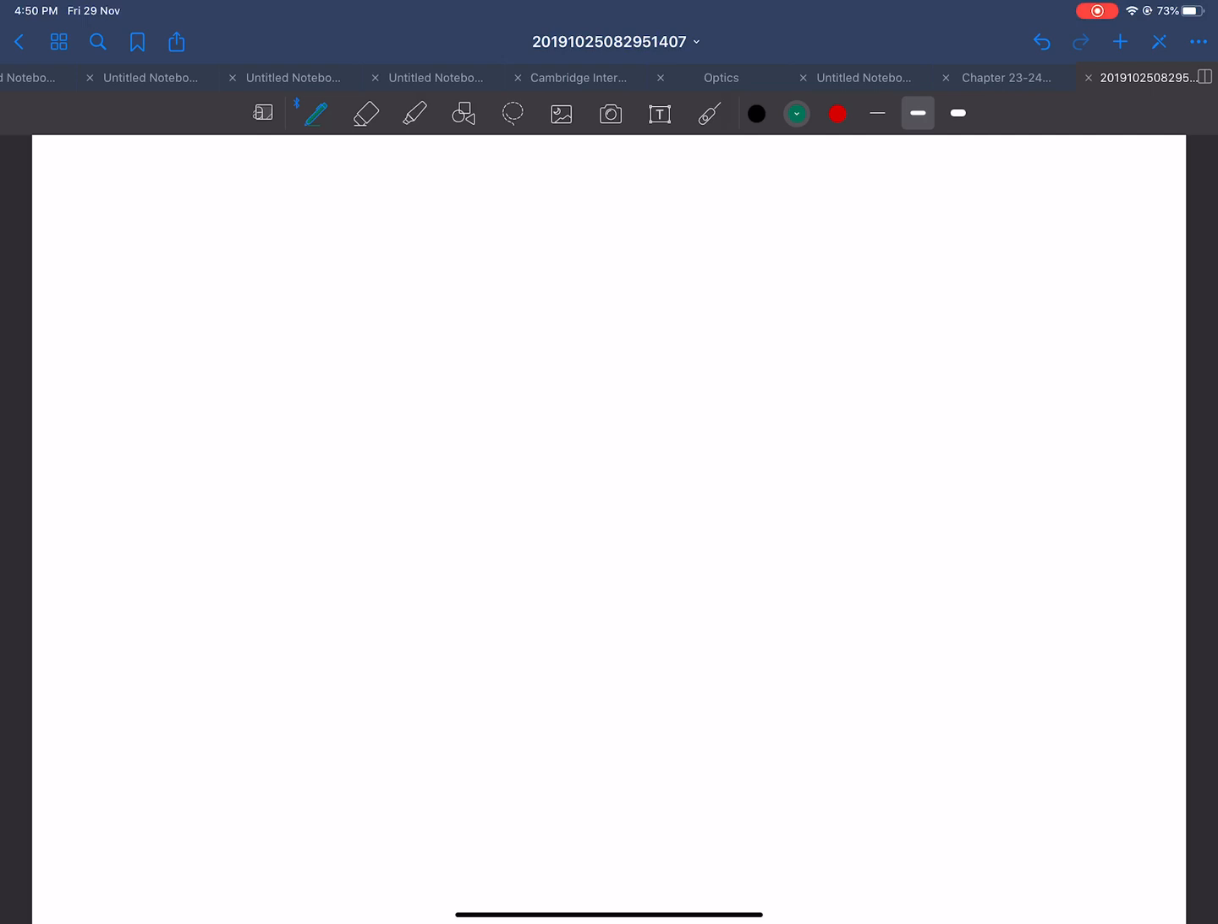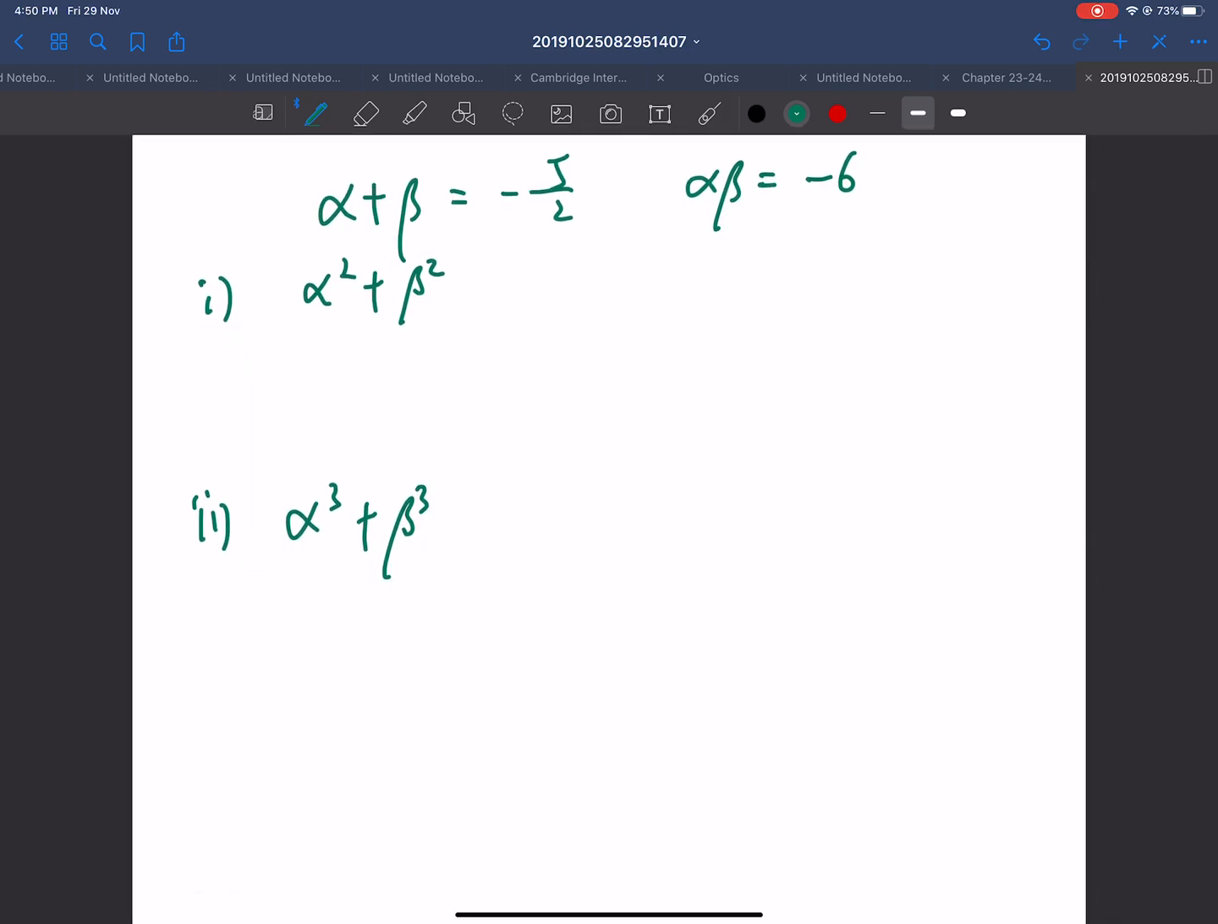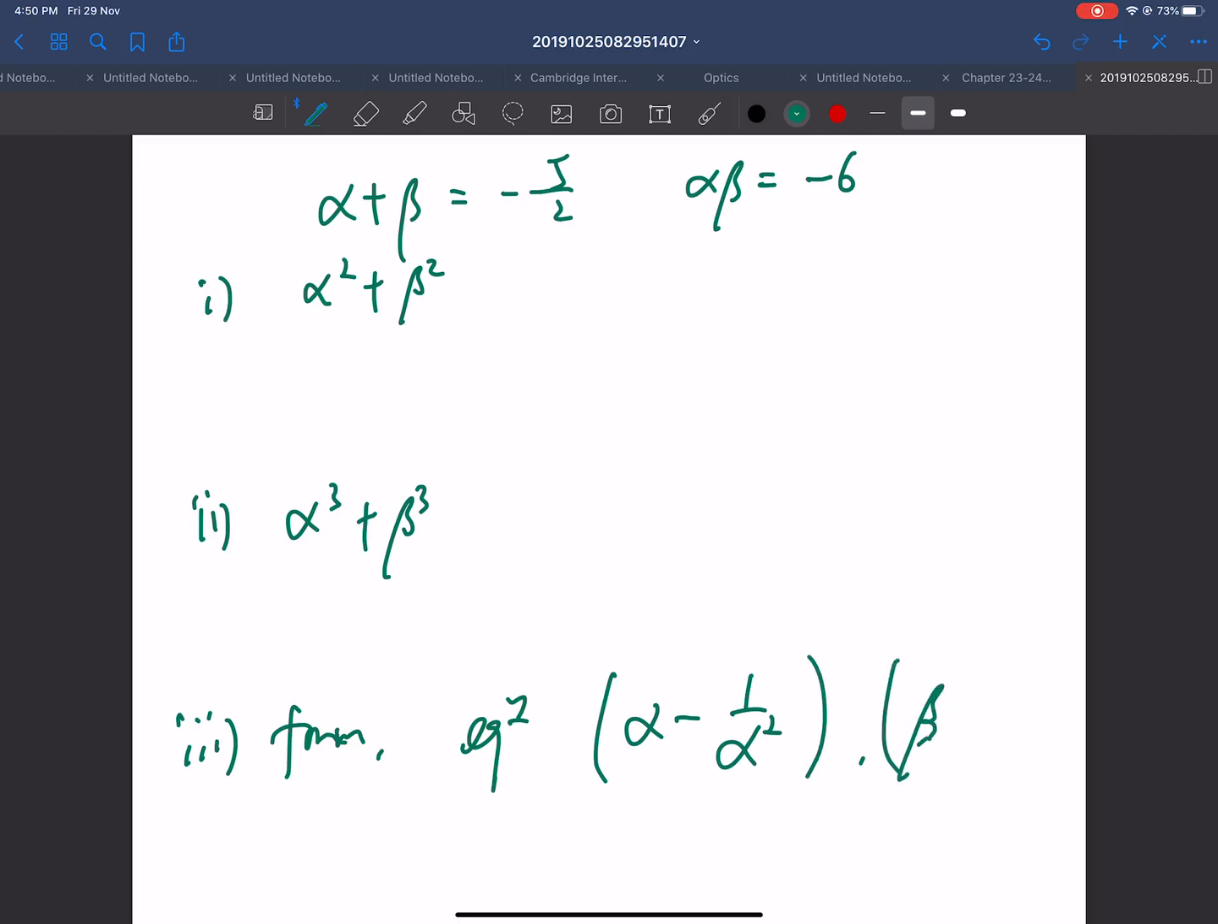Now we have the quadratic formula. Originally, alpha plus beta is negative 5 over 2, and alpha times beta is negative 6. The first one, find the value of alpha squared plus beta squared. And then find the value of alpha cubed plus beta cubed. And then form a quadratic equation with the roots like this one. It may be quite complicated.